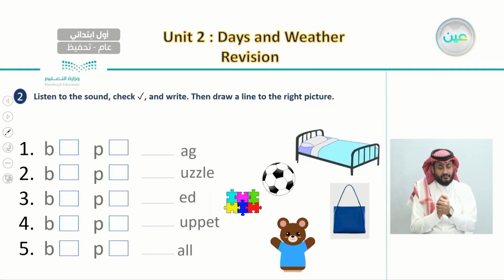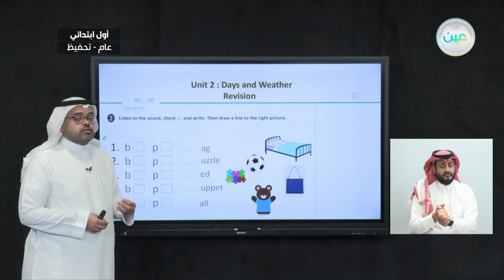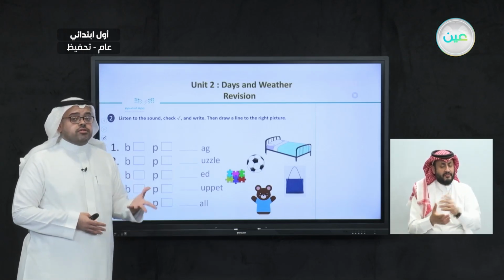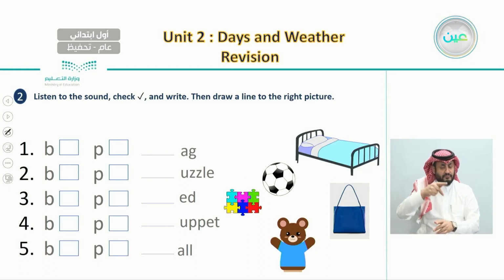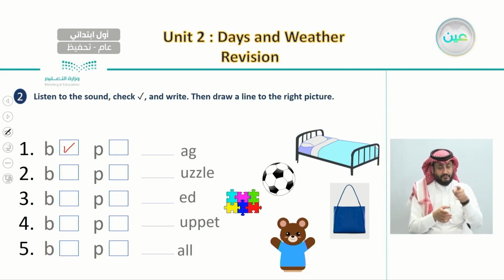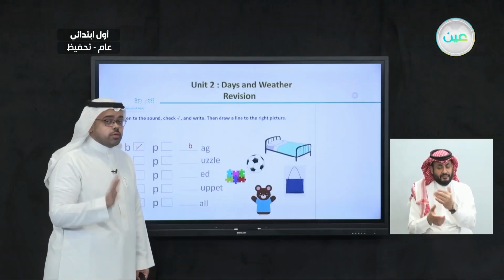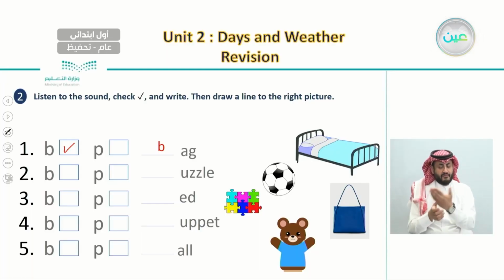So the first word we have is bag. Bag. The first one is bag. So what do you think? What does the word bag start with? Does it start with the letter B or the letter P? We said it starts with the letter B. So here we put a check mark and then we write down the letter B. And then the last part is we match this word to the right picture. And the right picture for this word is bag, this one. So here you go. Number 1 is bag and we match it to the picture, bag.